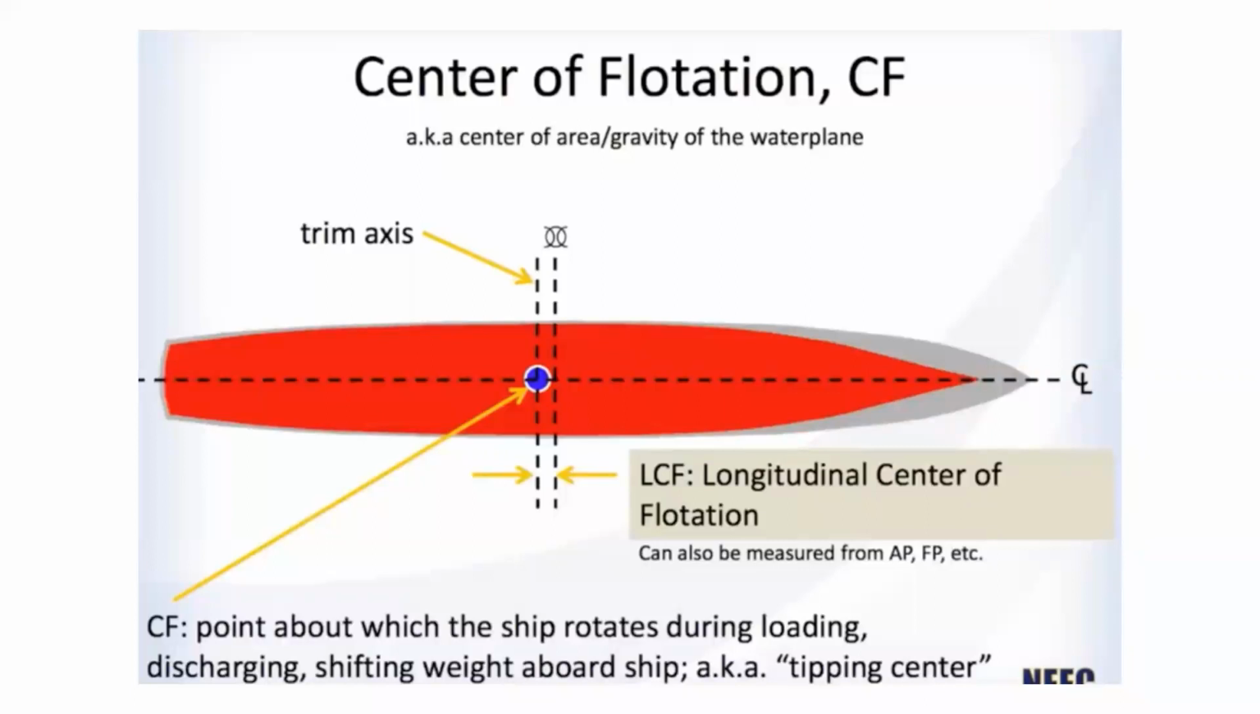What is the difference between the center of flotation and the center of mass? Is the center of flotation on the hull of the ship, or is it embedded in the volume of the ship, like the center of mass is?